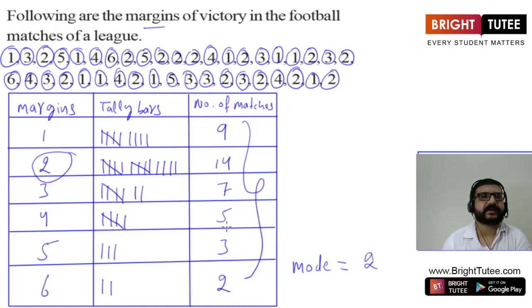So what we did here, our data was very large. It was very difficult to tell here what will be the mode of the data, or which observation is occurring most number of times. So for that, what we did, we just simply organized the data in tabular form. We were having one unorganized data. We just simply organized it, and now from this organized data, just by seeing the frequency, we can tell what is the mode. So we got mode is equal to 2.